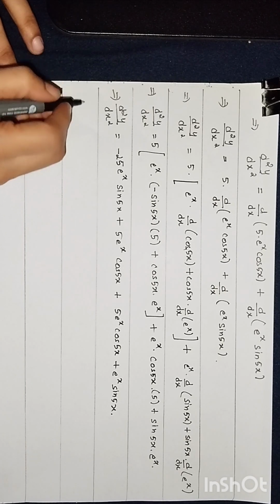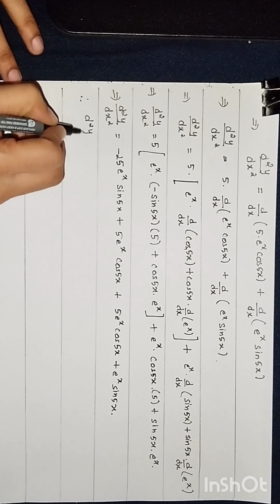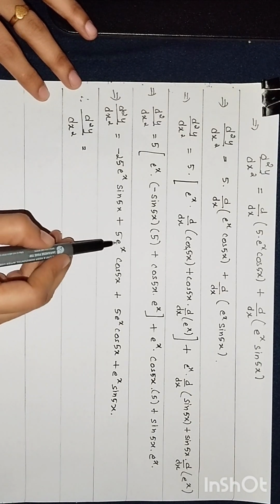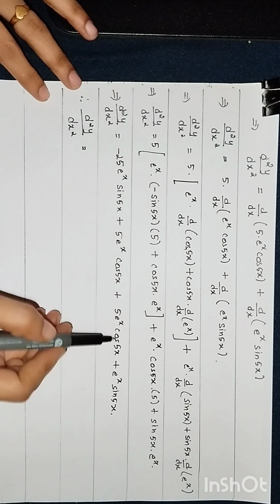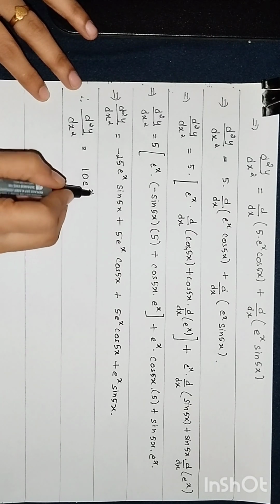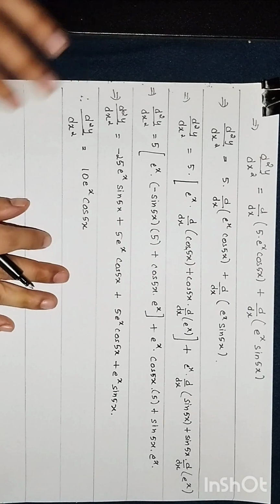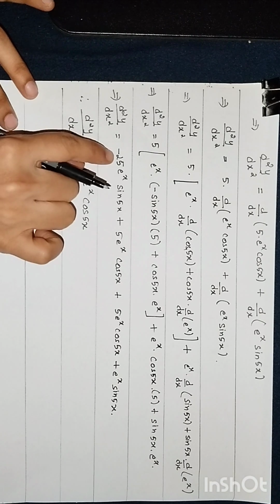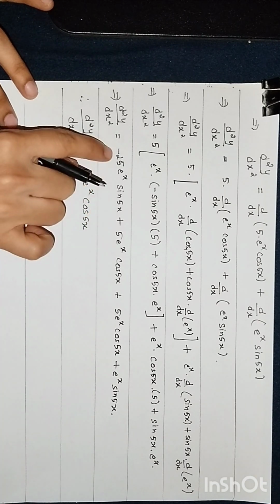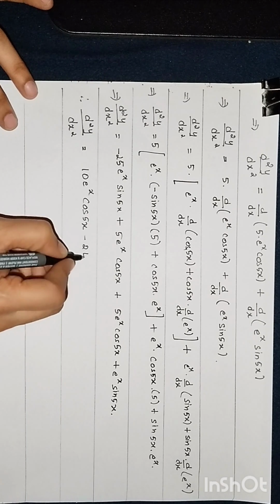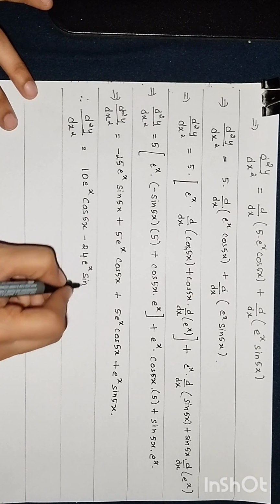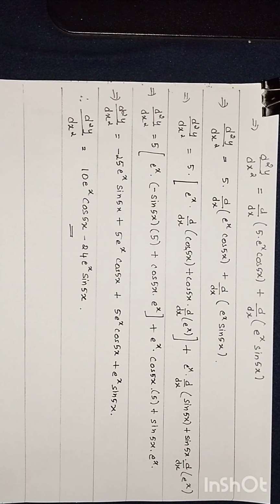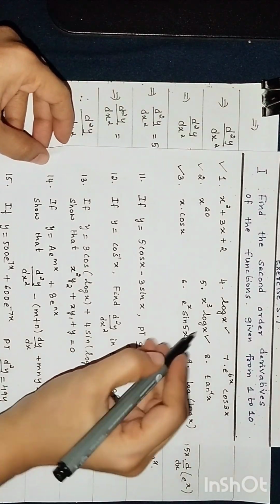Now can you observe any like terms here? Therefore d square y by dx square is equal to, here we have 5 e power x cos 5x, 5 e power x cos 5x. So we will add, we will get 10 e to the power x cos 5x. And here we have e power x sin 5x, e power x sin 5x, but here it is minus 25 and plus 1. So minus 25 plus 1 will be minus 24 e to the power x sin 5x. So this is the second order derivative of the function. So we completed the sixth one.